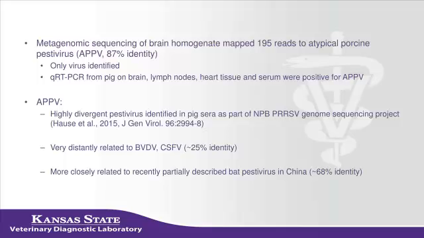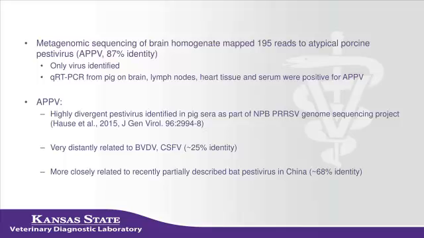We found this coincidentally as part of the National Pork Board PRRS project. Just like Doug talked about PRRS genome sequencing, we had a Pork Board project to do full genome sequencing of PRRS from serum samples. And as we were assembling PRRS genomes from serum samples, we noticed a lot of reads showing very low similarity to pestiviruses. So we ended up pulling out a complete, very divergent pestivirus genome.